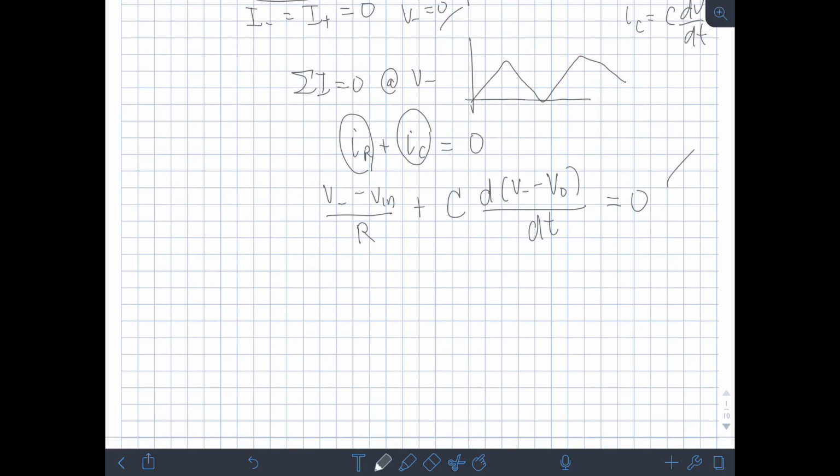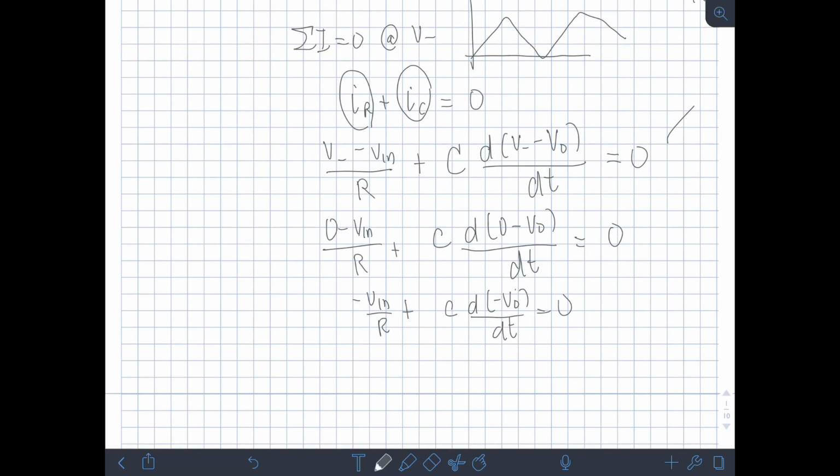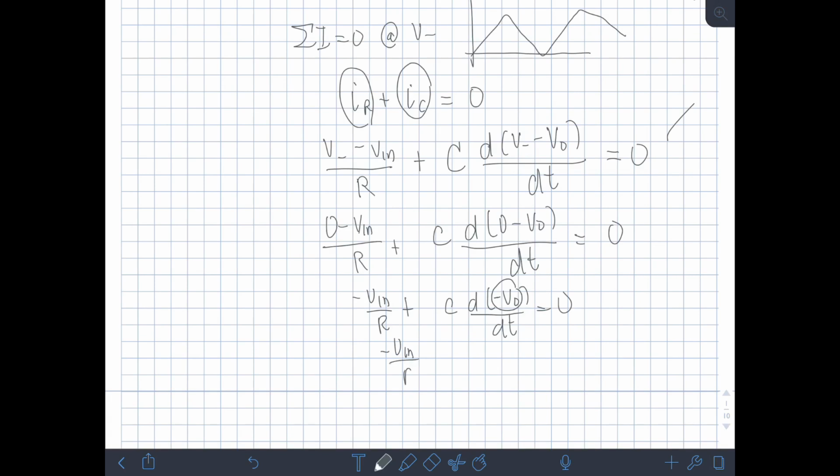So we have 0 minus V in over R plus C derivative of 0 minus VO over dt is equal to 0. Or simply, negative V in over R plus C d of negative VO over dt is equal to 0. So, itong negative VO, pwede nating ilabas yung negative niya. So, parang magiging negative V in over R minus C dVO over dt is equal to 0.